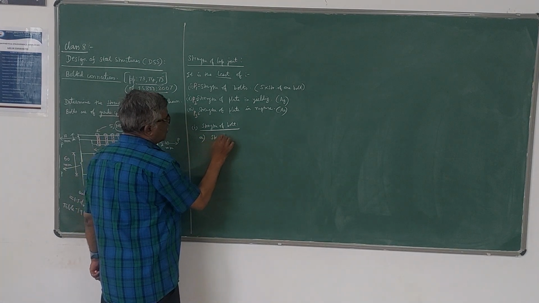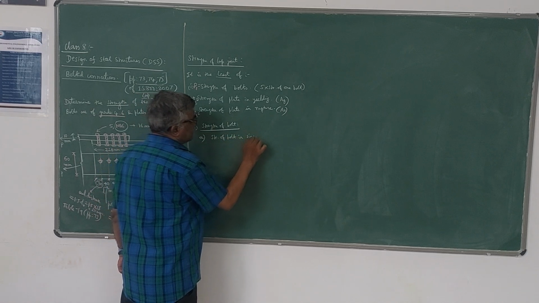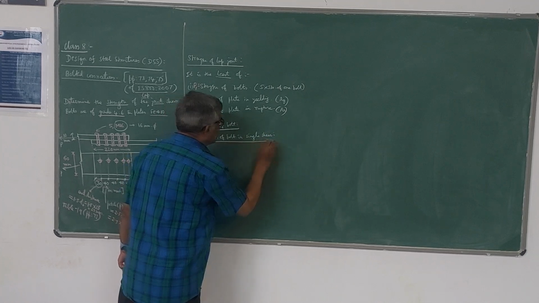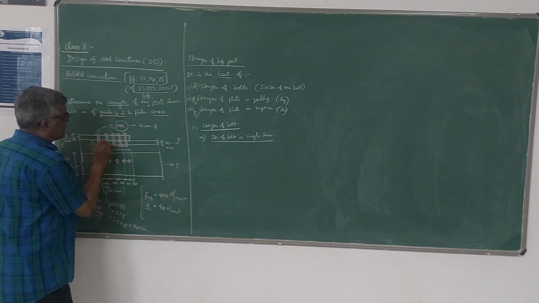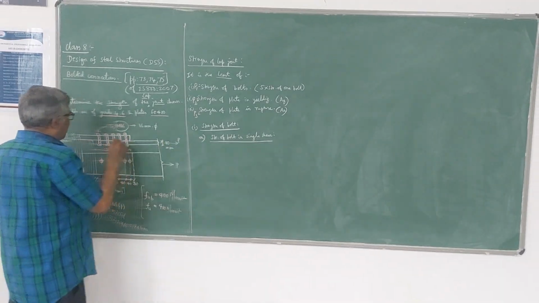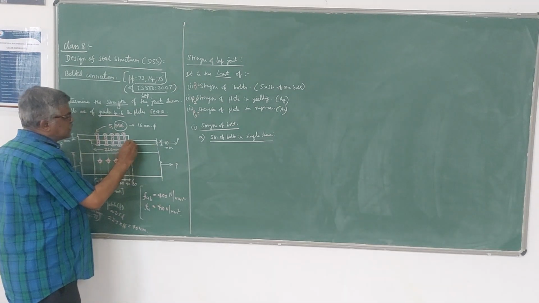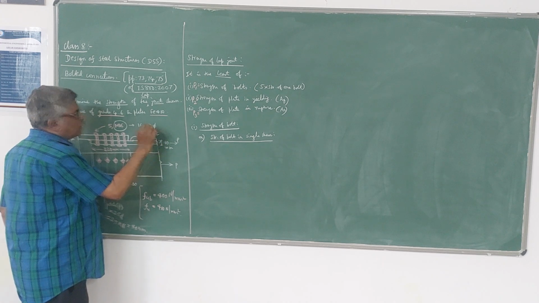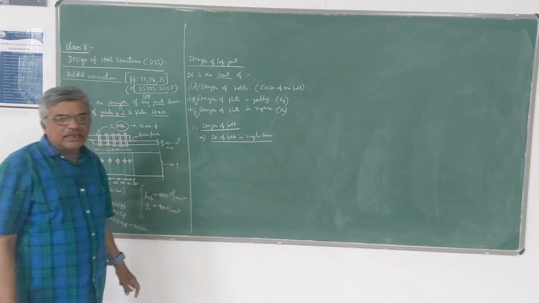Strength of bolt in single shear. Here there is only one shear plane. Which is the shear plane? You can see this is the shear plane, because due to this tension force, this joint may shear off like this. That is why it is called the shear plane. Since there is only one shear plane, it is called the strength of bolt in single shear.